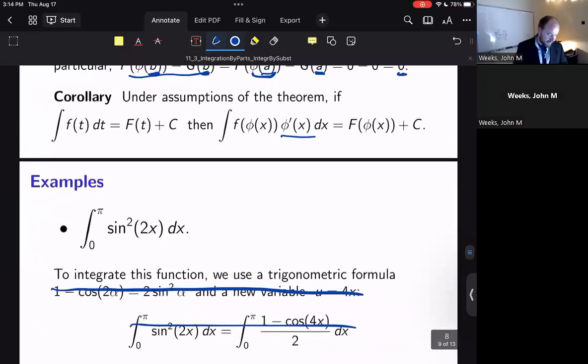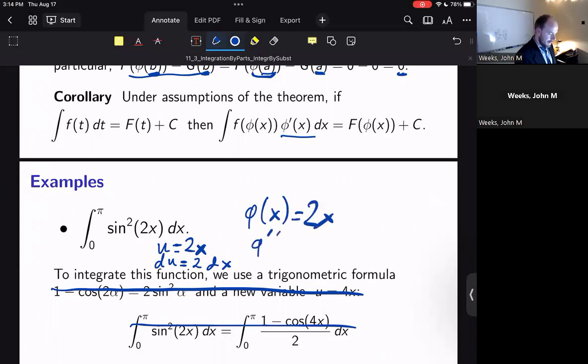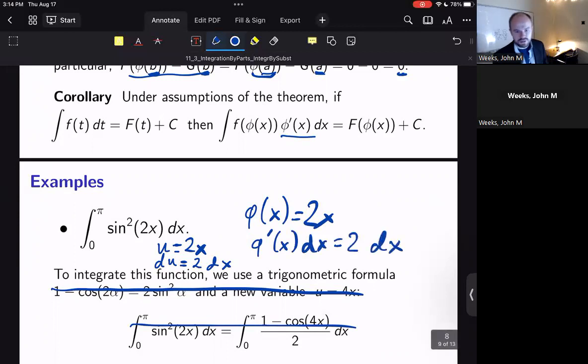So for example, we might go through and say, okay, let's take a look at sine squared of 2x. And for utilizing this, we are going to go ahead and keep with the notation of a variable u for these things. Now, integrating this, I first want to try and say, okay, what happens if I make u equal to 2x? In that case, du is going to be 2 times dx. If I were to write this in terms of a phi of x formula, then phi of x equals 2x. And then phi prime of x dx would be equal to 2 dx. And that helps us tie in here to the formula that we were given in our theorem statement.